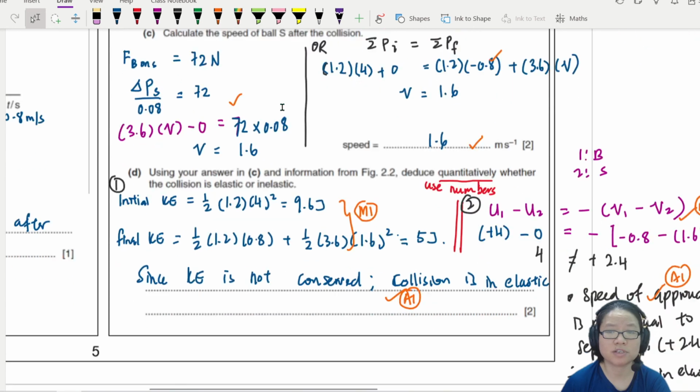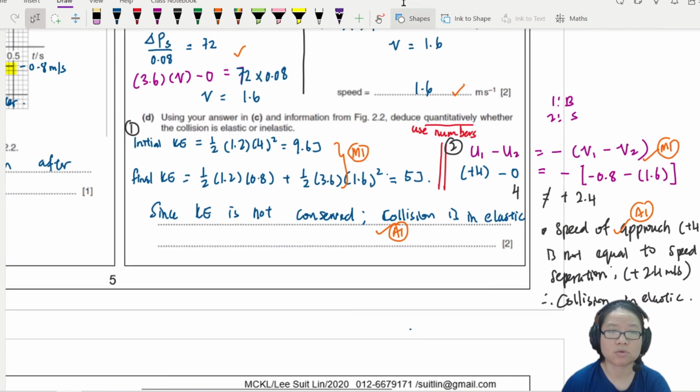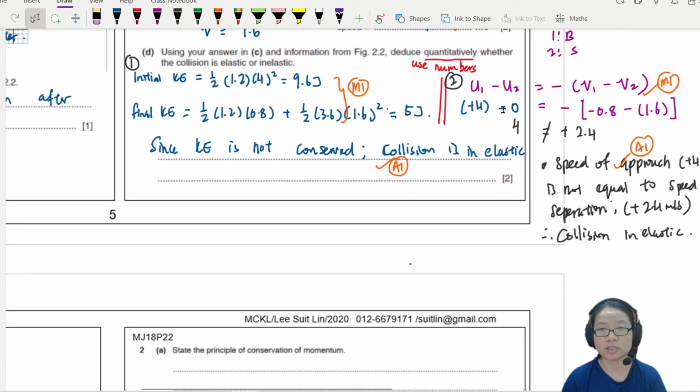So that's it for this example. I took some time to explain clearly what is going on in the collision, especially the interaction between two balls. Very important to know these ideas because they can test you in different formats.